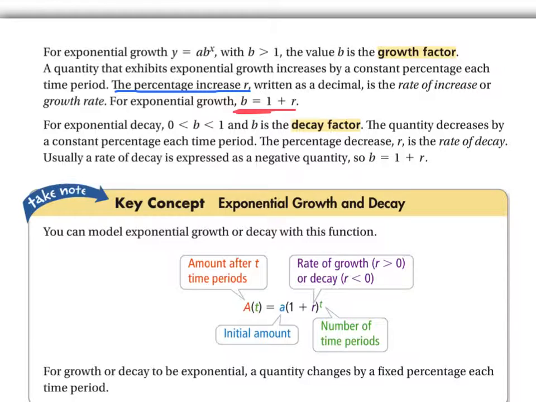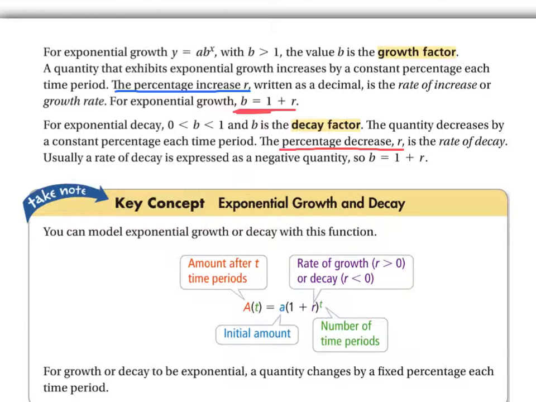Now, the decay factor, same concept, but now remember it's decaying exponentially. That meant that our b value was between 0 and 1. So b is our decay factor. And so then again, we can have our percentage decrease. r is then our percentage of decay, or rate of decay. And now the book likes to go through and just call it still 1 plus r. Okay, I personally don't like to do it that way because it gets confusing to me.